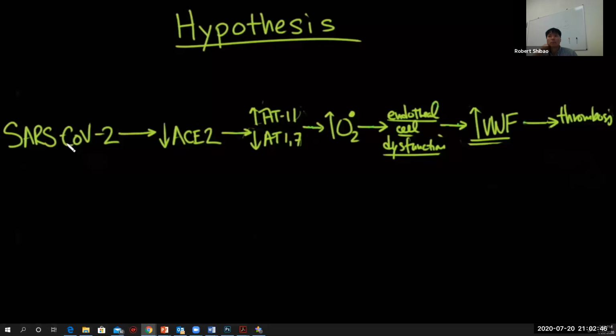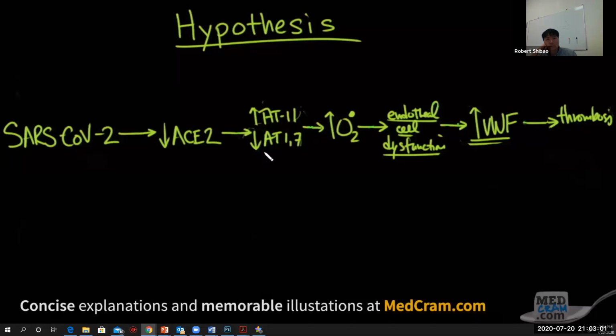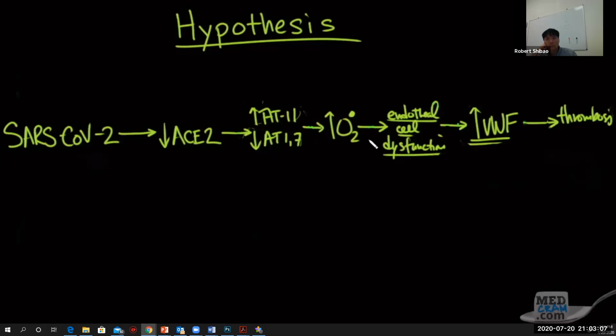Let's take a look at our hypothesis one more time. So we have SARS-CoV-2 that comes in, binds the ACE2 receptor, thereby taking it out of action. So you have reduced ACE2. As a result of that, your angiotensin 2 increases and your angiotensin 1,7 decreases. That causes an increase in superoxide. That increase in superoxide causes oxidative stress, which causes endothelial cell dysfunction, which increases the amount of von Willebrand factor released from the subendothelial space, and that causes thrombosis. And potentially it's the thrombosis that's causing the hypoxemia and other things in the pulmonary system.